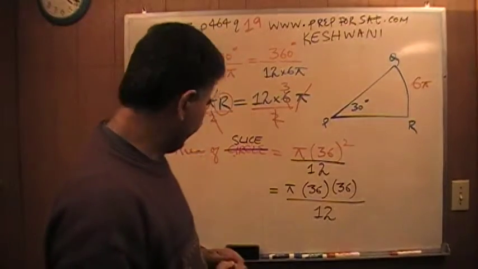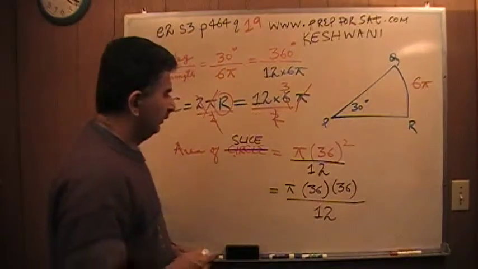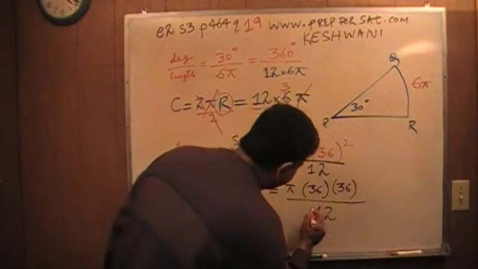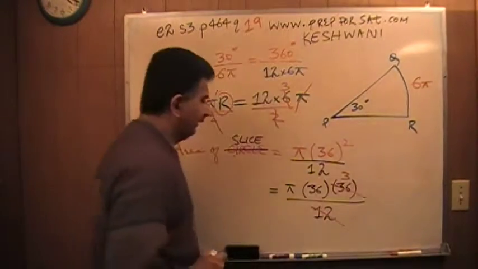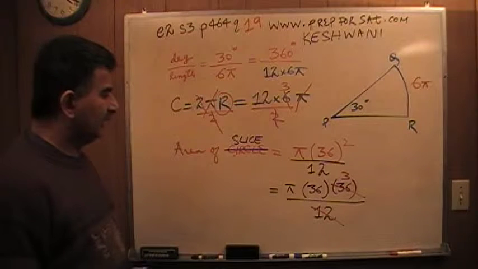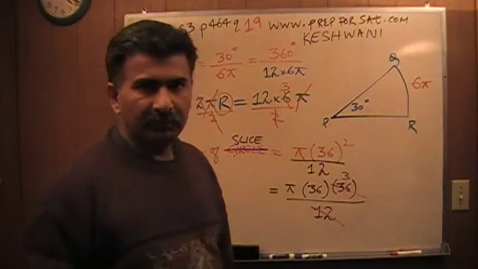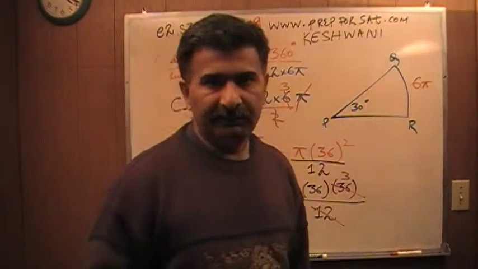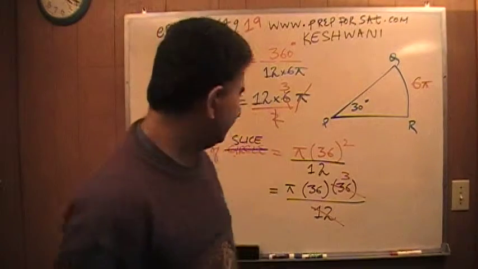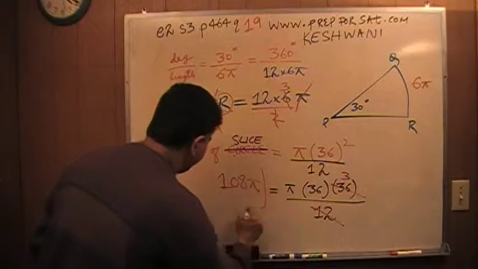Don't reach for the calculator. Just use your brain first. Let's simplify it. That's the area of the slice: 36 times 3 pi. 36 times 3, well, I know that 30 times 3 is 90 and 6 times 3 is 18. 36 times 3 should be 108. The answer is 108 pi.